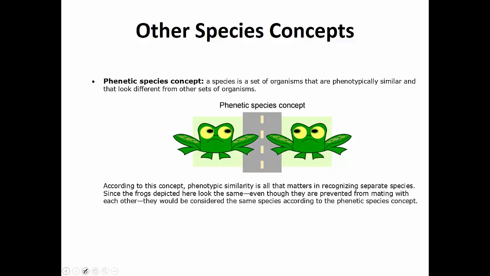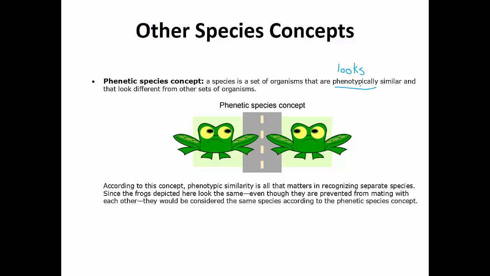The phenetic species concept says a species is a set of organisms that are phenotypically similar and look different from other sets of organisms. Phenotypically means that they look the same. Your phenotype is what you look like, so your physical looks. According to this concept, phenotypic similarity is all that matters in recognizing separate species. Since the frogs depicted here look the same, even though they're prevented from mating with each other, they would be considered the same species according to the phenetic species concept.